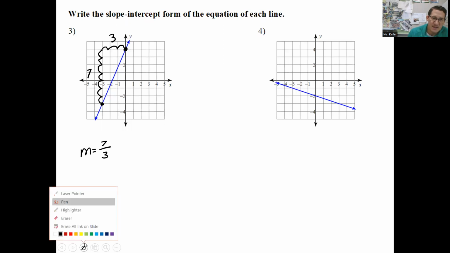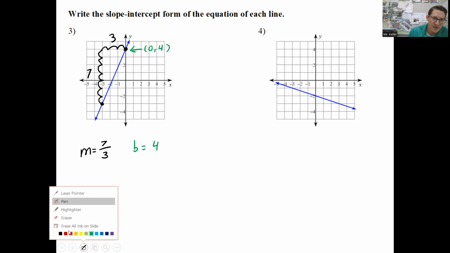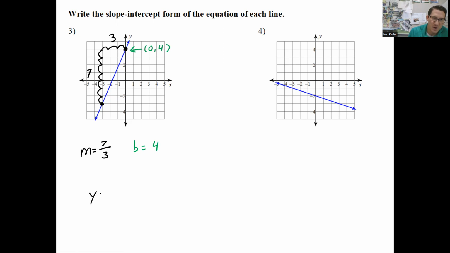The y-intercept is right here at 4. So that's 0, 4. So that means the b value that I'm going to use is +4. And then I put that information into the equation. So y equals 7/3 x plus 4.